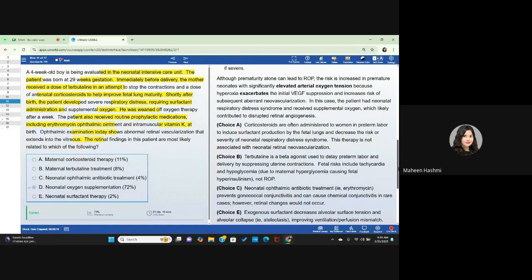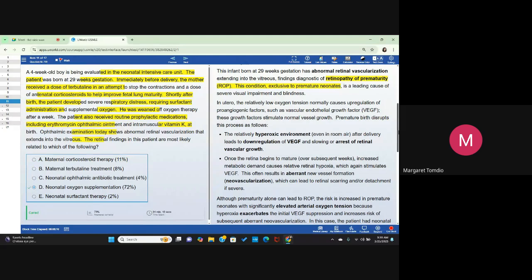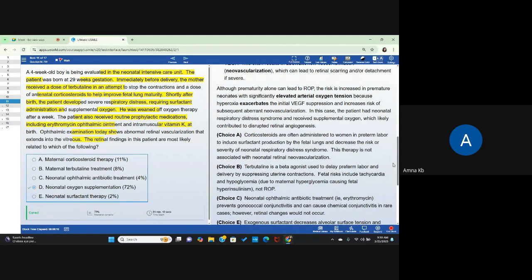Why do you give erythromycin? To prevent what? Conjunctivitis. Of what? Gonorrhea, gonococcal. So you give erythromycin to prevent gonococcal conjunctivitis. So the neonatal ophthalmic antibiotic treatment is erythromycin. It prevents gonococcal conjunctivitis. It does not prevent chlamydia.